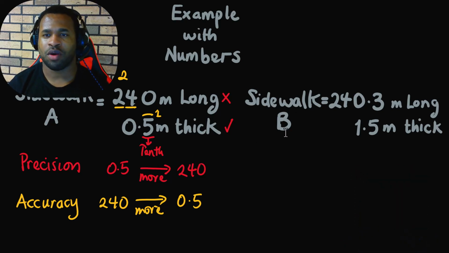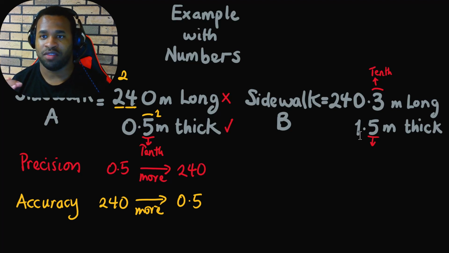However, for sidewalk B, looking at 240.3 meters long versus that of 1.5 meters thick, comparing those two numbers based on precision, we notice that for the decimal place here, we have 1, which is in this case for length to be in the 10th, as well as that of our B thickness to be the significant digit that is the last after the decimal point to be also 10th. Therefore, both of them are equally precise.